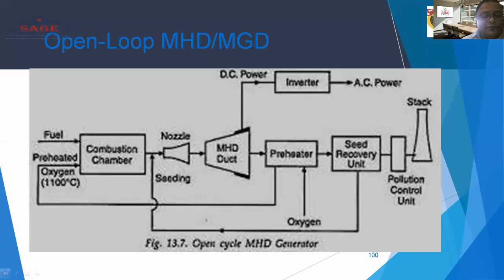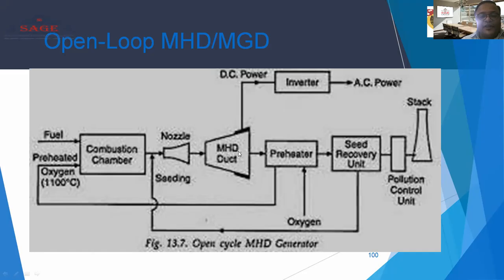The preheated fuel is supplied from the side, in the presence of preheated air, which mixes with the fuel in the combustion chamber, producing gases after the combustion of fuel and air mixing at a temperature of around 1500 degrees centigrade. It passes through a nozzle, where the high velocity gases go into the MHD duct, and the DC power is converted and goes to the inverter side.